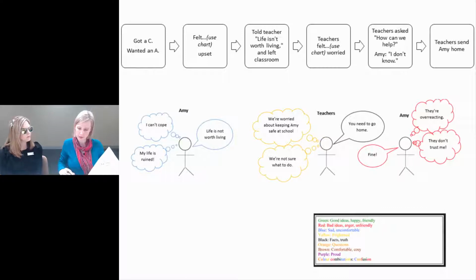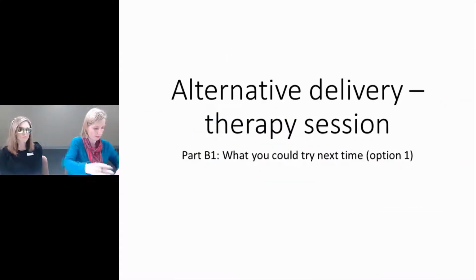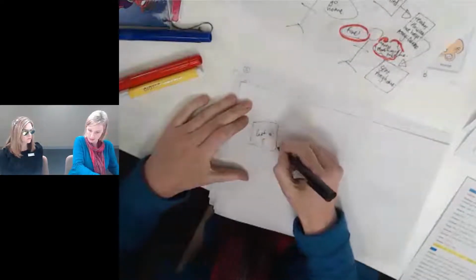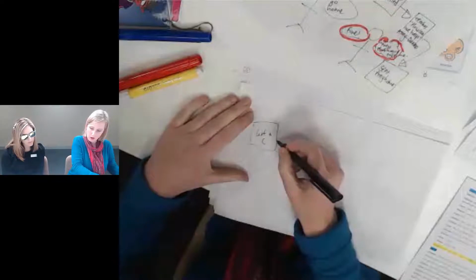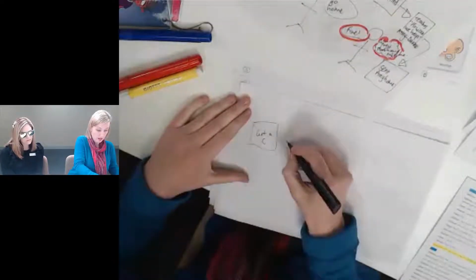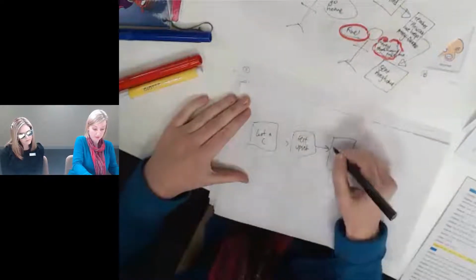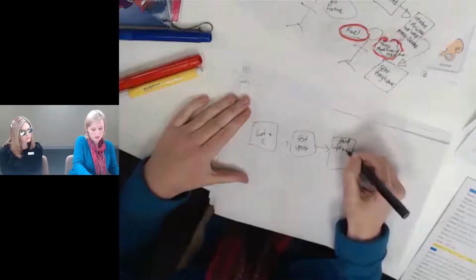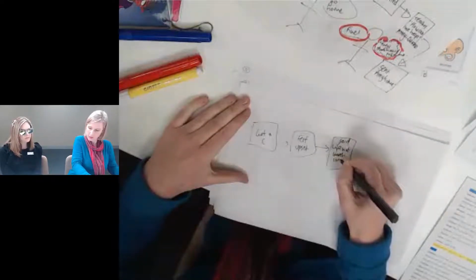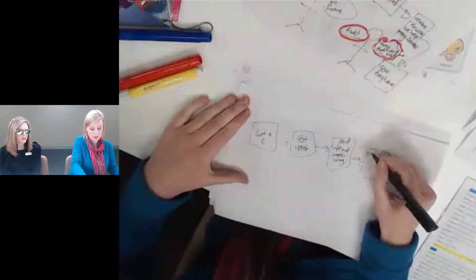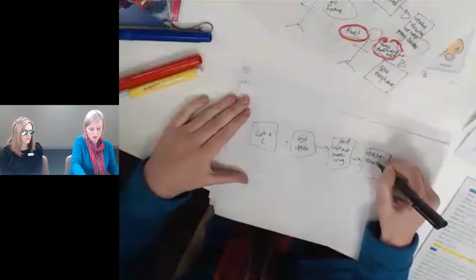Okay, so let's think about a different way of responding and see what happens. So we know that you got a C. You wanted an A+, didn't you? We already know that you felt upset about that, and said that life wasn't worth living. Then the teachers got worried and asked how they could help. So, how can we help?